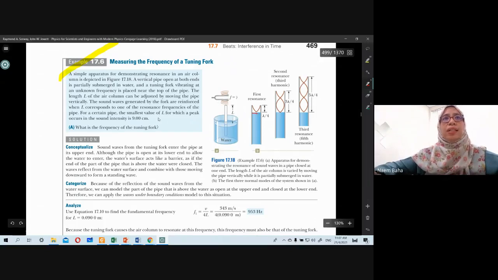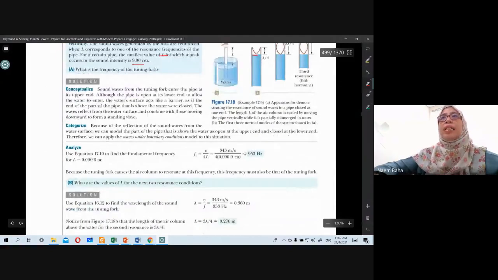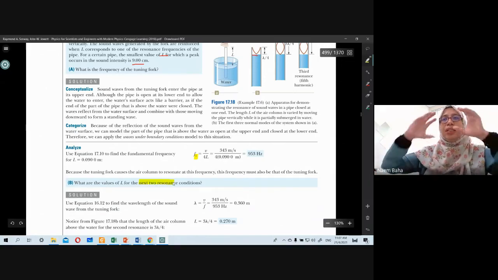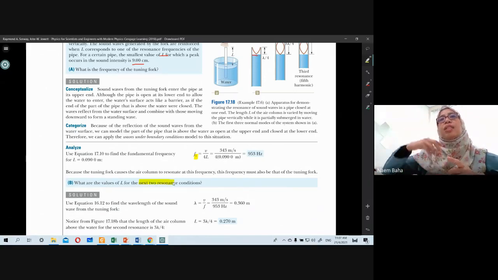So the question says, if the smallest L is 9 centimeter, what will be the tuning fork frequency? The smallest represents number 1 and f = v over 4L. So substitute, you get 953. So the moment it asks for the next two resonance, this is the trap question. You might have a tendency to just times 2. So what's supposed to be happening is 900, 900. Oh, so the next two resonance, yeah?